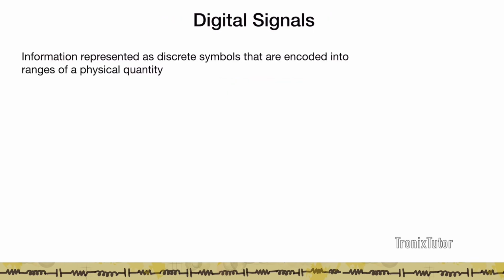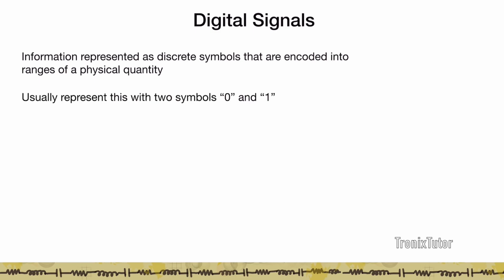Now, what are digital signals? Digital signals are signals in which the information is represented as discrete symbols. So information is not a continuum, and it is encoded in ranges of a physical quantity. I can call this color, temperature, voltage, current, whatever you have.